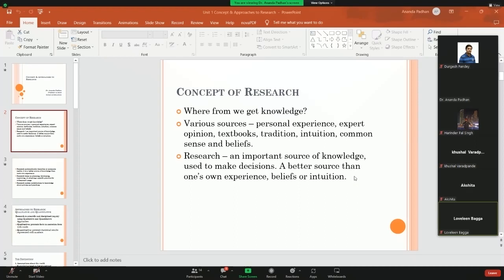So practically, whatever you see today in different literature, books and others, in one form or other, they have come through research. Therefore, it's an important and valid source of knowledge. And if you relate it to our new education policy, it also has a lot of emphasis on this.